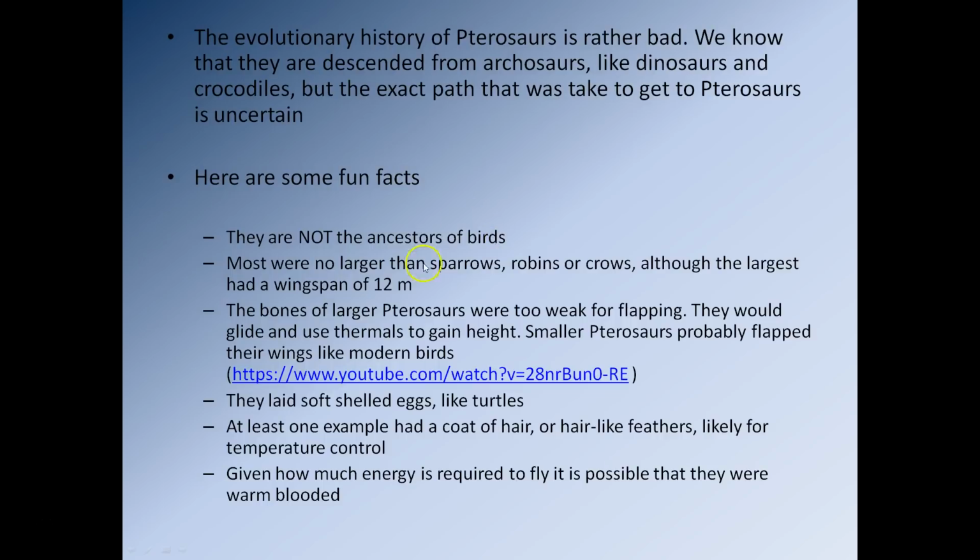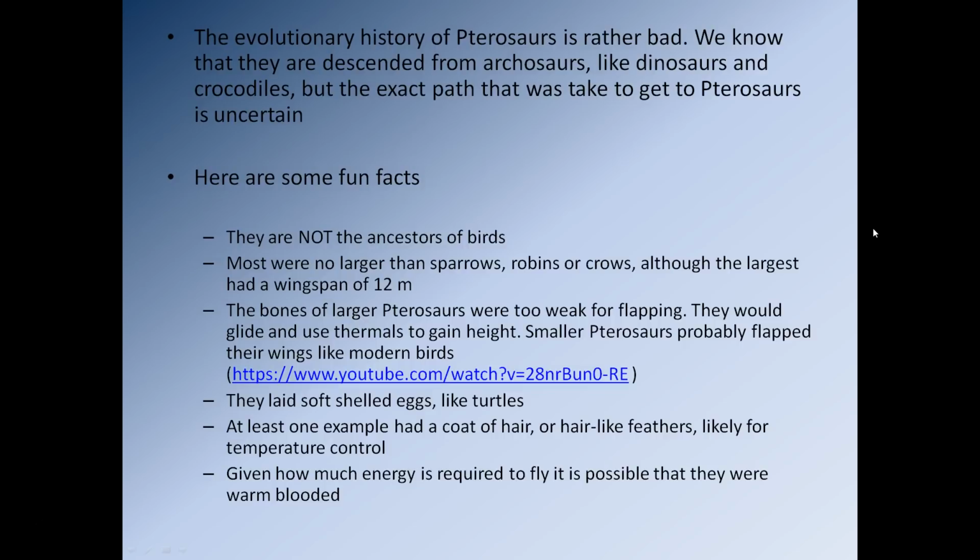They're about the same size as sparrows, robins, probably about as large as a crow. So the largest example was actually pretty big, and it had a wingspan of 12 meters. So don't get me wrong, there were big examples of pterosaurs out there. However, the vast majority of them were small.